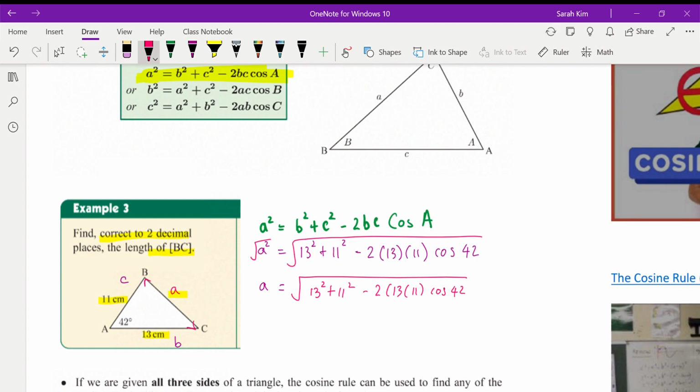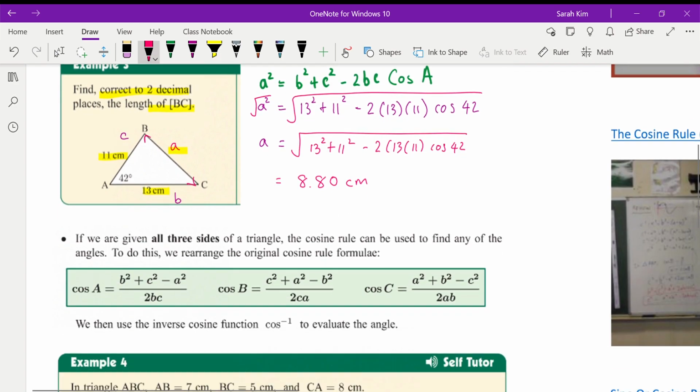So I'm just going to chuck that in the calculator now. This cos looks hard, but if you know how to use it, it should not be hard at all, because it's just plugging in numbers. Alright, hopefully I have all the brackets right. So what I got is 8.80. So I'm going to write 2 decimal places. So that's what I got. And you write units, and there you go.